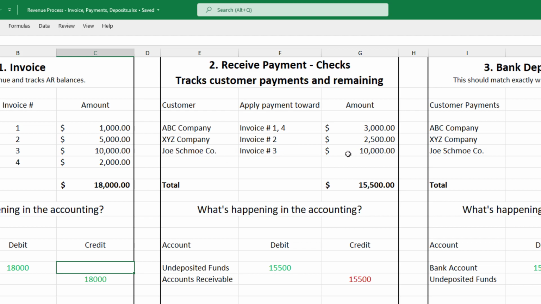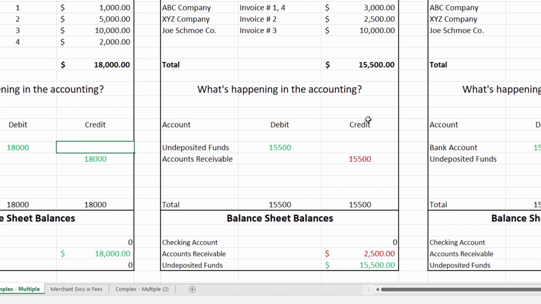Joe Schmoco is paying for all of their invoice. All right, so that totals $15,000. So our accounts receivable is going down by $15,500, and our undeposited funds is increasing by $15,500. We have those checks that are just not deposited yet. Okay, but let's take a moment here. So undeposited funds, here's that same $15,500, but the remaining balance, remember, XYZ company is only paying for half of their invoice. So the remainder is still sitting here in accounts receivable to be paid later on.